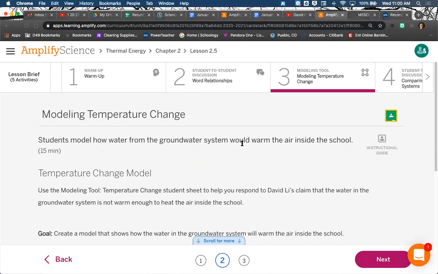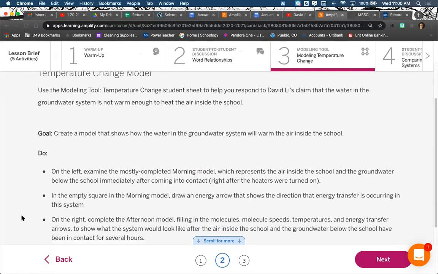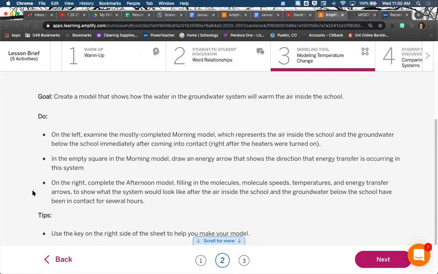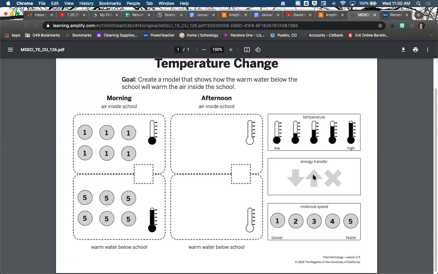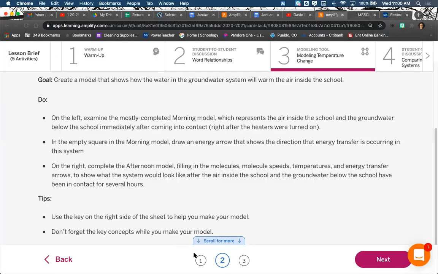Students model how water from the groundwater system would warm the air inside the school. Now, all you have to do, since there is a next button here, is watch. There is no modeling tool for you, and there's nothing for you to do but watch. So we're going to create a model that shows how the water in the groundwater system will warm the air inside the school. So we need our model. Here's the model I'll be using, and in a moment, we'll get started with that. I'll meet you at the demonstration table.